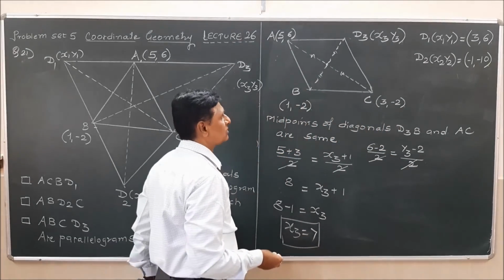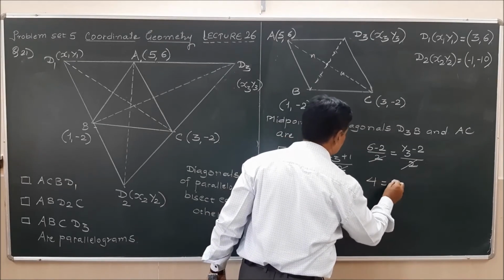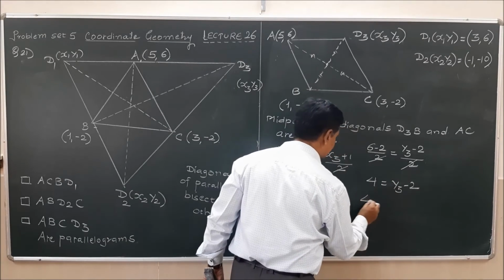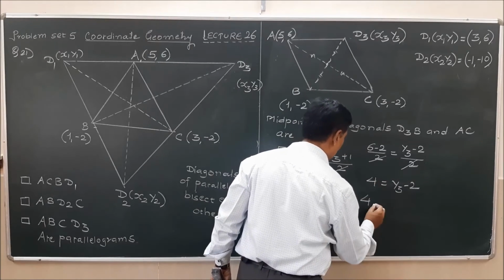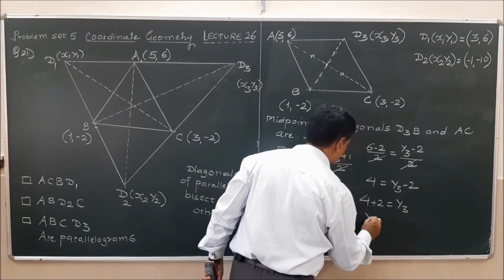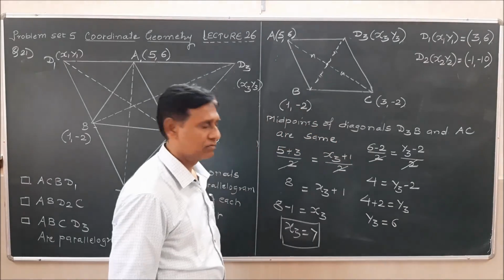2 cancel. So we will get 6 minus 2 is 4. That is equal to y3 minus 2. Transfer 2 to the left hand side. 4 plus 2 is equal to y3. So y3 is equal to 6.